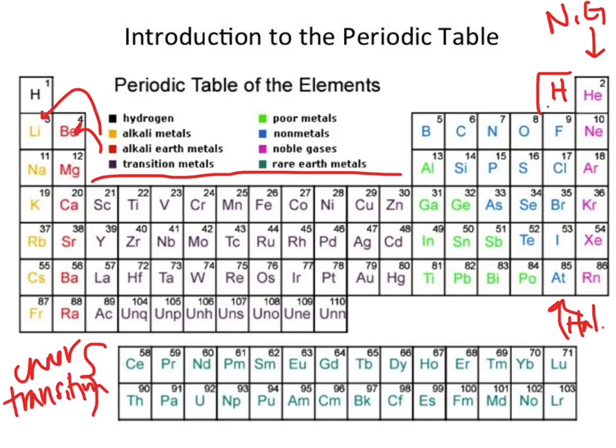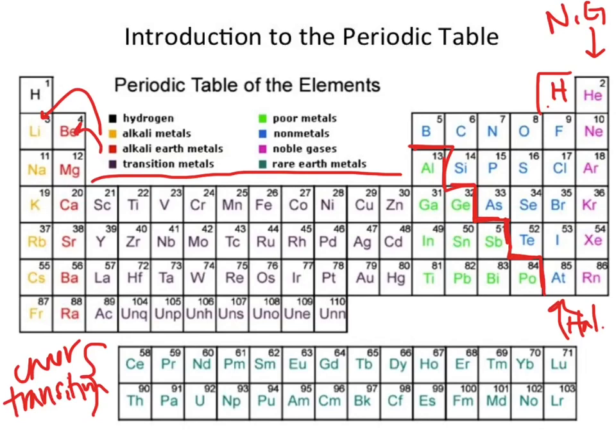Inner. I-N-N-E-R. These guys here on the stair step are called what? Metalloids. So you need to know the names of your groups and your families.